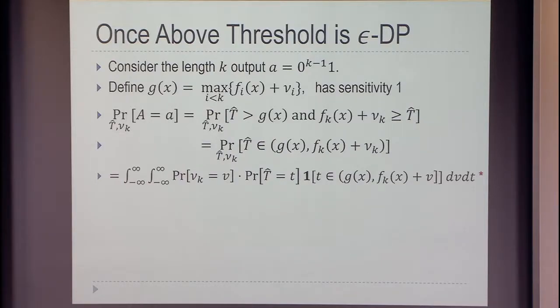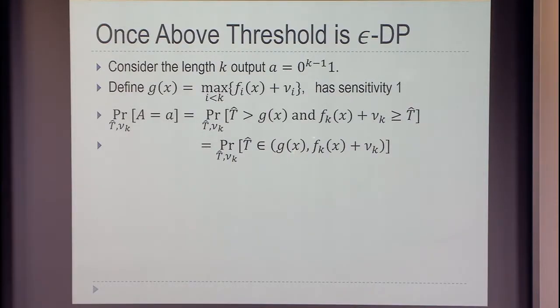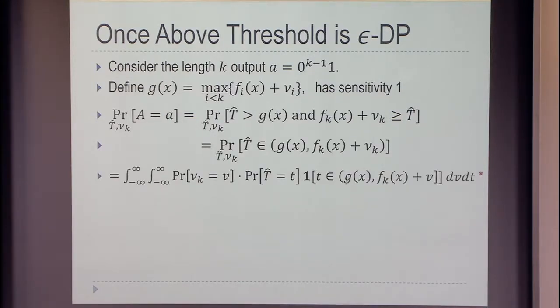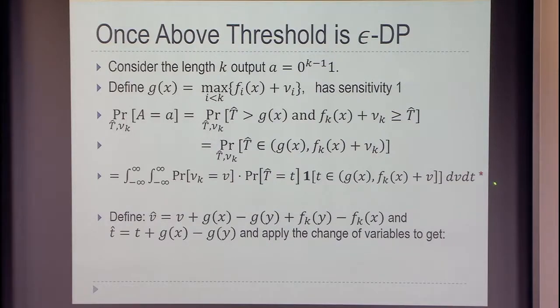Now, if we write this out, we're going to integrate over the noise value for the kth query and the noisy value of t hat. It's the probability that we got this noise times the probability that we got this value for t hat times the indicator function that t hat is in this interval. That's exactly what that said. Okay. Now let's call this quantity star.